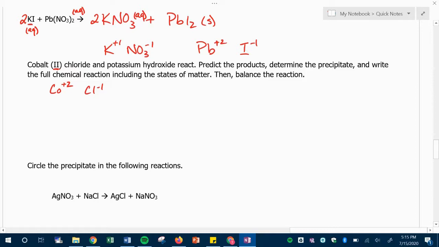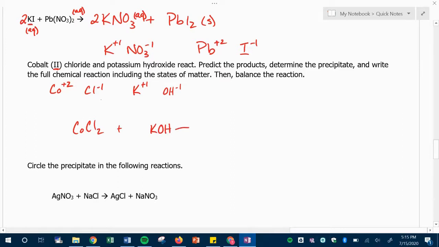All right, let's just do all of our elements with their charges. Next up, we've got potassium hydroxide. Potassium is K with a +1 charge. Hydroxide is OH with a -1 charge. There it is. Now let's go through and write out our substances with their correct compound formulas. Cobalt chloride, so Co and Cl, should be CoCl2, plus potassium hydroxide. The +1 and -1 cancel, telling us it's just KOH.